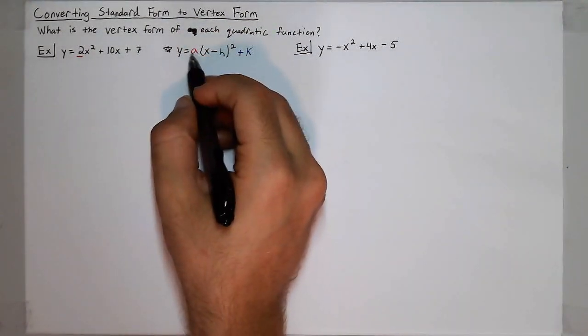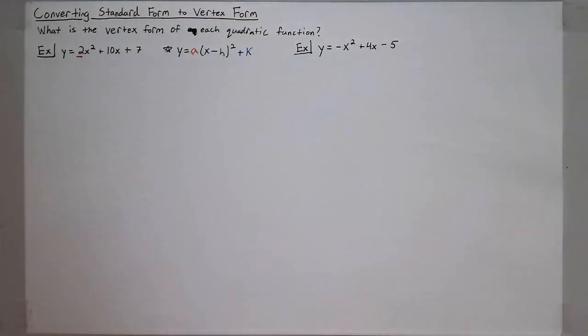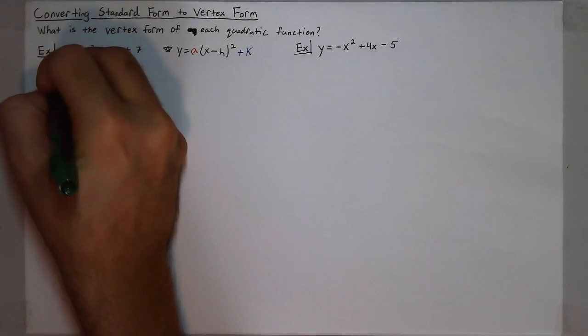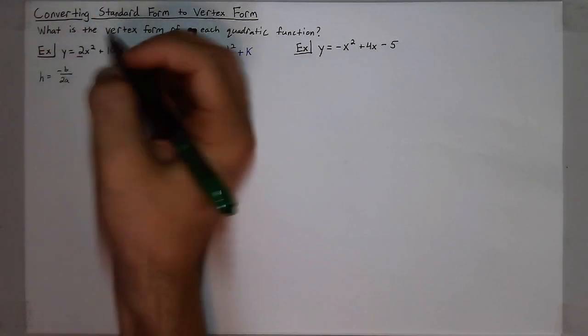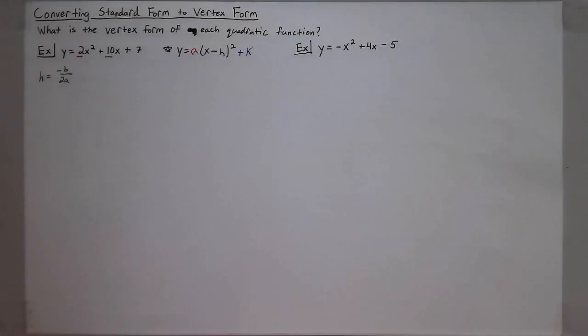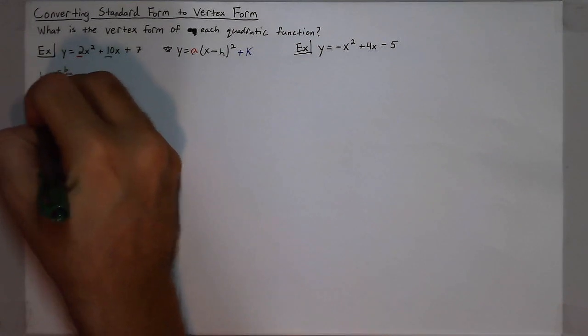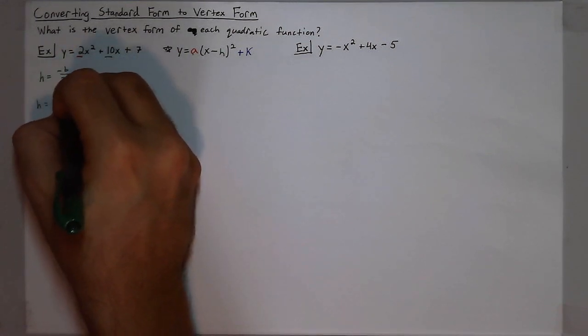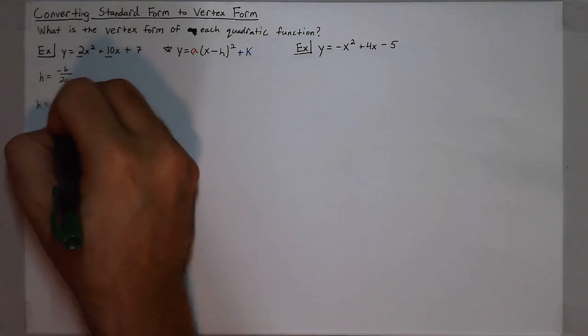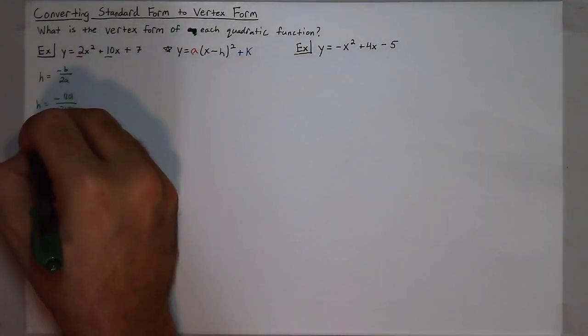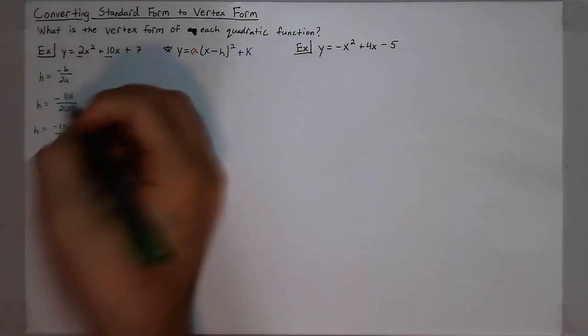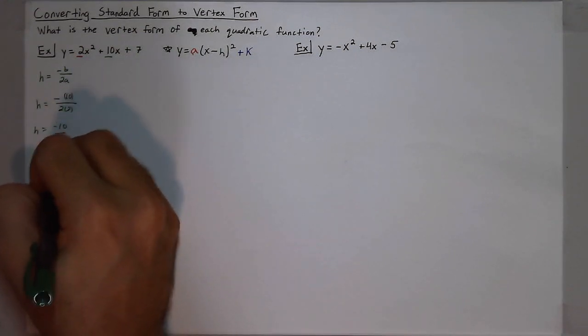So I already know what a is, but now I need to figure out what h and k are. And we learned earlier how to find h and k. We can use negative b over 2a to find h. So negative b over 2a. We have 10 for b, and a is 2. So we'll have h is equal to negative of 10 over 2 times 2. So h is negative 10 over 4, which can simplify to negative 5 halves.